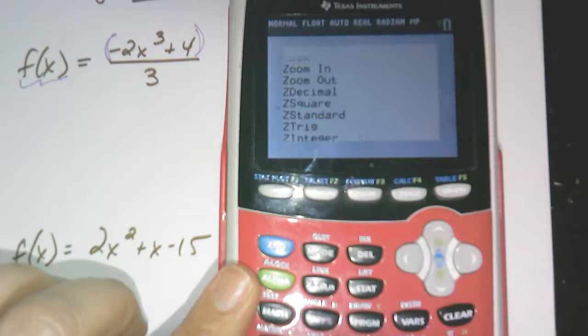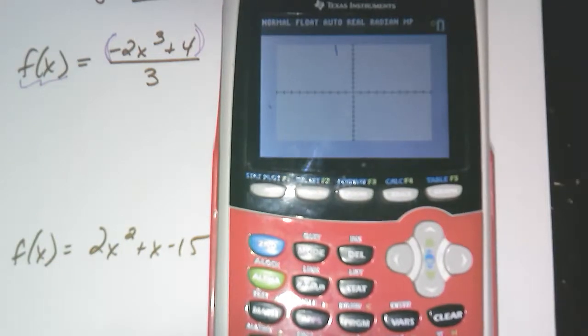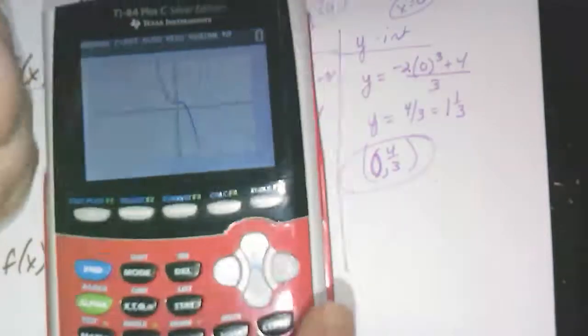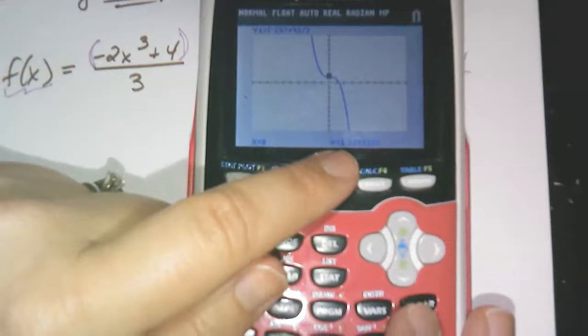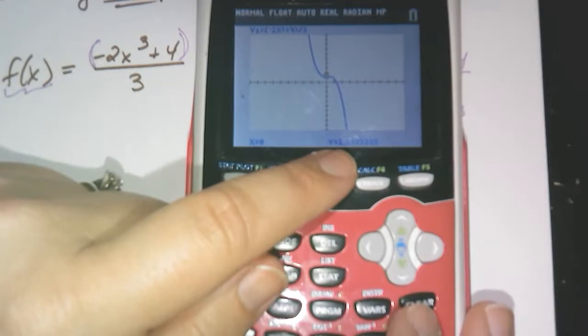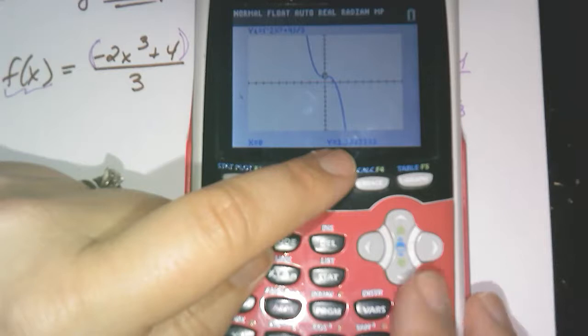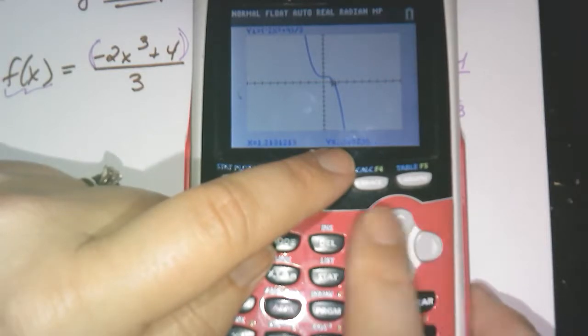And zoom 6, remember, is your standard view, so we will just look right now. Oh, there we go. Look at that. Interesting. We said we had a y-intercept at 0, 4/3. If I hit trace, look what happens. 0, 1.3333. Isn't that 1 1/3? We're brilliant kids. And then you can keep hitting trace and then try to get as close as you can here.